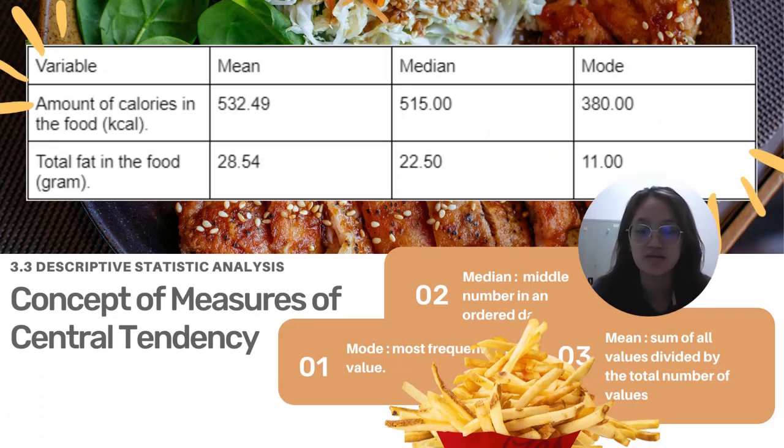Firstly, I would like to mention its definition. It is a descriptive summary provided by a single value representing the center of the data distribution. One of the most common measures of central tendency is mode, which is the most frequent value. Next central tendency is median, that is the middle number of ordered data sets. Lastly, mean is also one of the most common central tendencies used, which is the sum of all values divided by the total number of values.